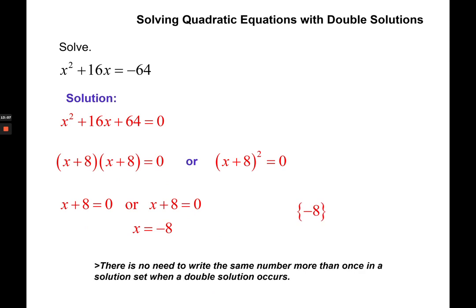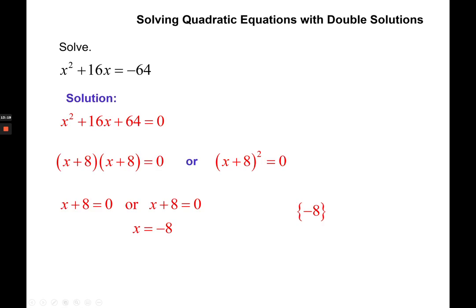To explain, there is no need to write the same number more than once in a solution set when a double solution occurs. Actually, if you're going to graph this, making this 0 equal to y, this is actually a case where your graph has a vertex on the negative 8, wherein the graph intersects only once on the x-axis because the vertex location is at negative 8, 0. That is the location of your vertex, where x is the solution. That is why there's only one solution.